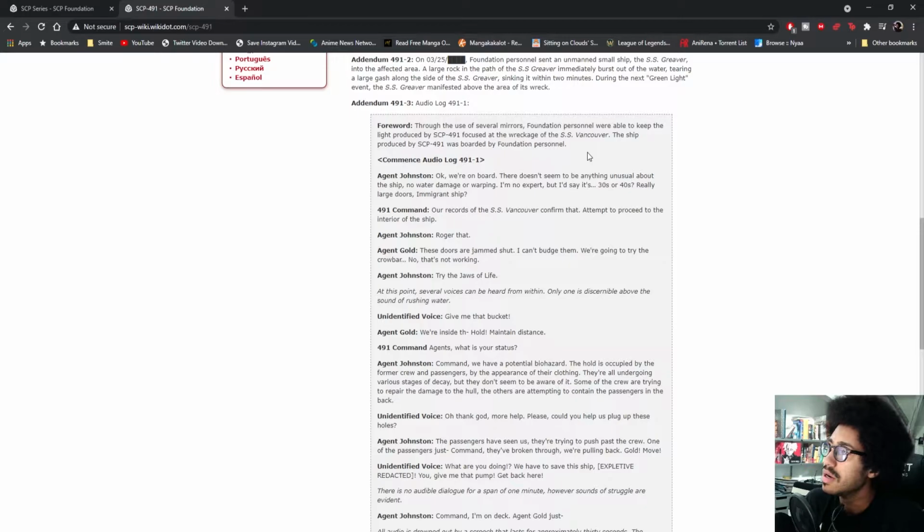Addendum 3, audio log. Audio log 1, foreword. Through the use of several mirrors, Foundation personnel were able to keep the light produced by SCP-491 focused at the wreckage of the SS Vancouver. The ship produced by SCP-491 was boarded by the Foundation personnel.